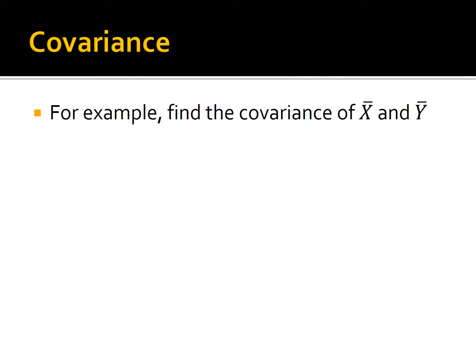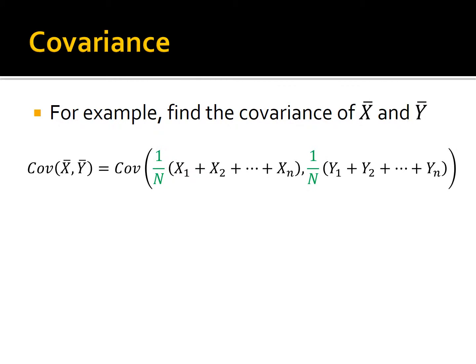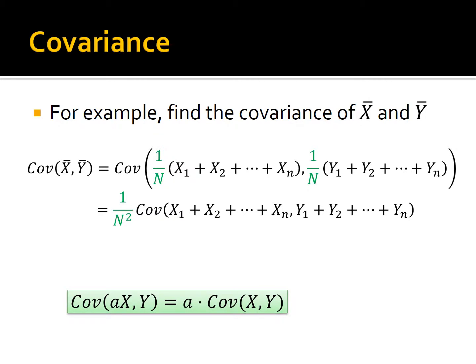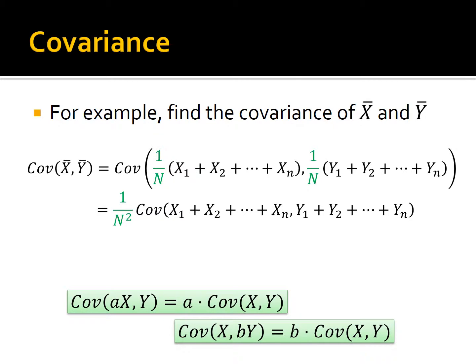So let's find the covariance of x bar and y bar. The covariance of x bar and y bar is the covariance of 1 over n times the sum of x and 1 over n times the sum of y, right? And we can isolate 1 over n out of the covariance term. So we get 1 over n squared times the covariance of the sum of x and the sum of y, and we already know this, right?